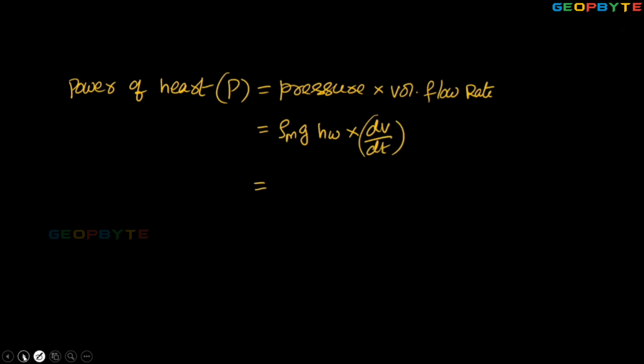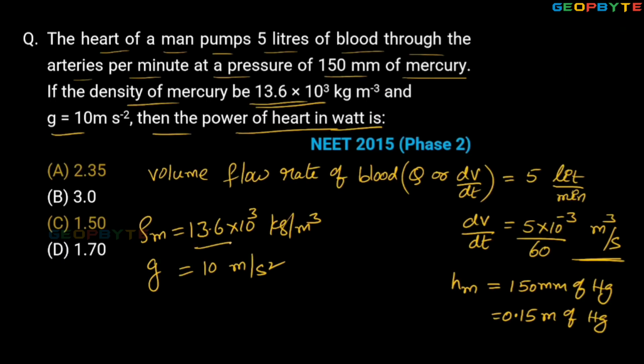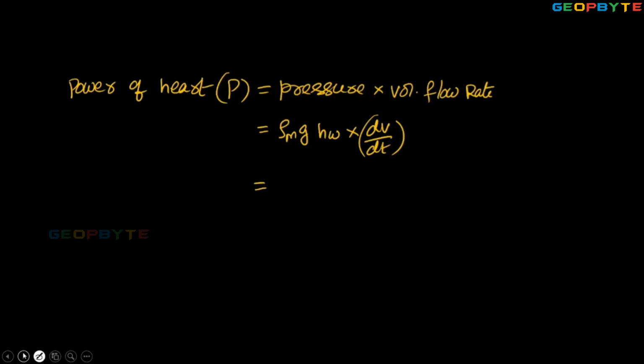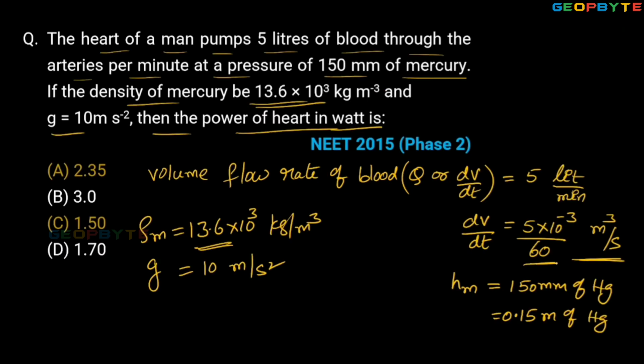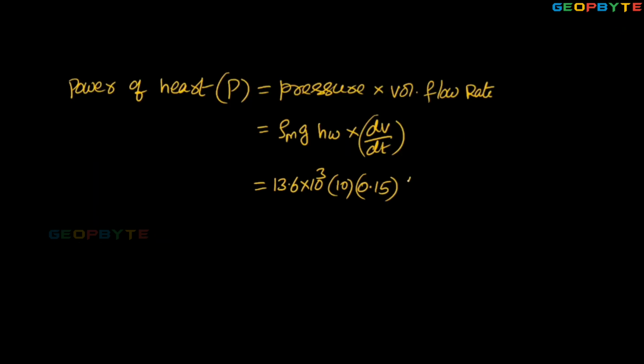Here, look at the rho of the mercury: 13.6 into 10 power 3. g is 10. Height of the mercury given 0.15 meters. dV by dt is 5 into 10 power minus 3 by 60.